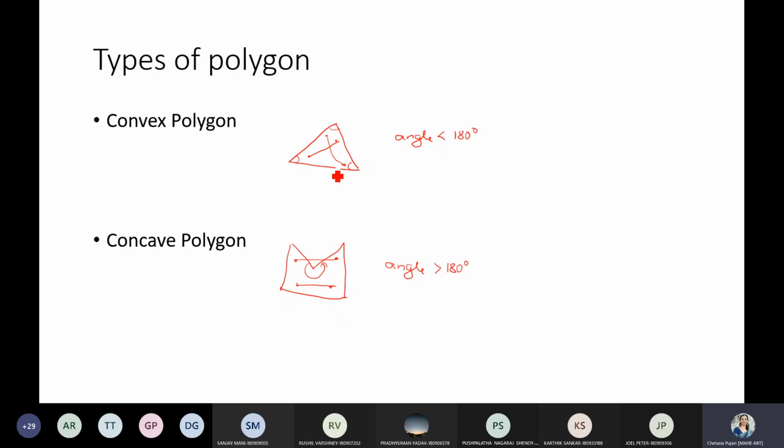You are going to select any 2 points inside your polygon, draw a line segment and see where the line segment lies. If all the line segments lie within the polygon, then it is convex and the angle between the edges will always be less than 180 degrees. In case of a concave polygon, if at least one line segment lies outside your polygon, then you can say it is a concave polygon and here the angle will be greater than 180 degrees. Is it clear? Okay, so this will be used later on again.